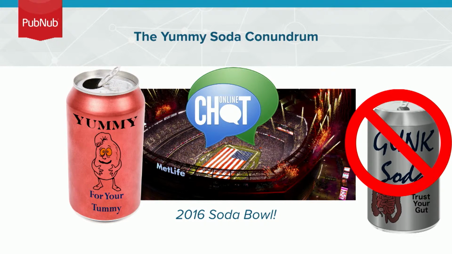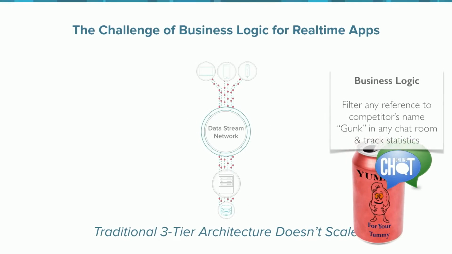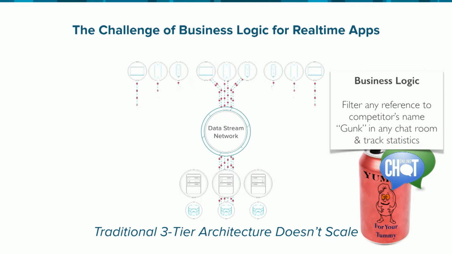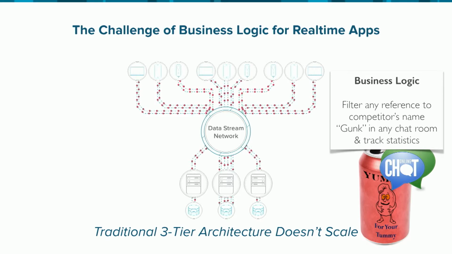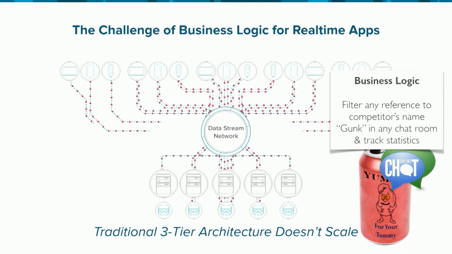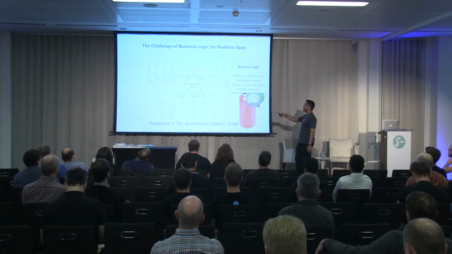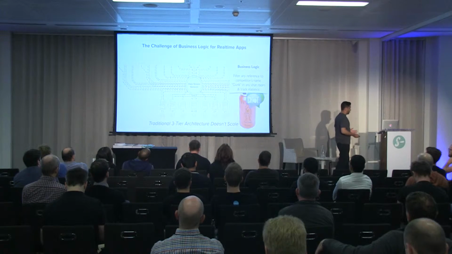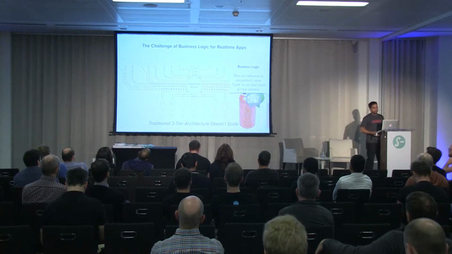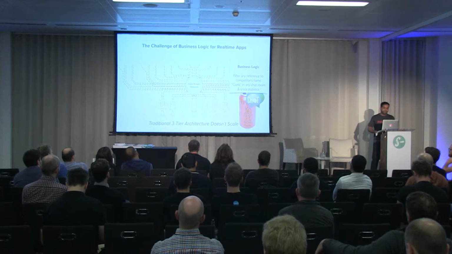I send a message, everyone gets it in the stadium or everyone who's at home viewing it, but I just don't want anyone to mention the word gunk. The way it would work before we had Blocks: as the devices grow and more and more people watch the game, you need to scale up your servers. Everyone's sending a message, you need to get the message, filter out the word gunk, and then send it back out to the data stream network.